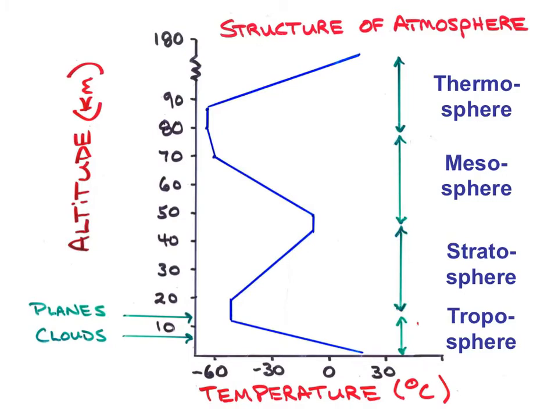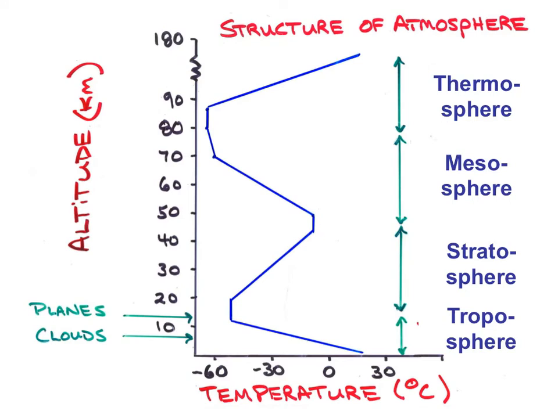The layer of the atmosphere closest to the Earth's surface is the troposphere. The temperature of the troposphere decreases as the altitude increases. Most of the clouds that you see in the sky are in the troposphere. The troposphere layer is 10 kilometers thick, from the Earth's surface to 10 kilometers above sea level. Commercial aircraft fly about 10 kilometers high, at the boundary of the troposphere with the stratosphere.